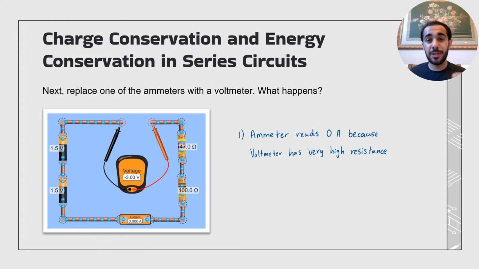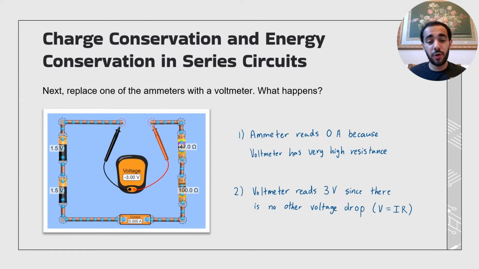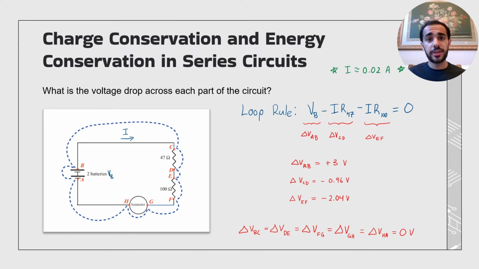First up, the ammeter is going to read 0 amps because the voltmeter has extremely high resistance, basically making this circuit an open circuit. And next up, the voltmeter is going to read 3 volts since there is no other voltage drop in the circuit. It's going to take all that voltage drop across it. So since we found the total current that flows through the circuit, we can now find the voltage drop across each different part of the circuit.